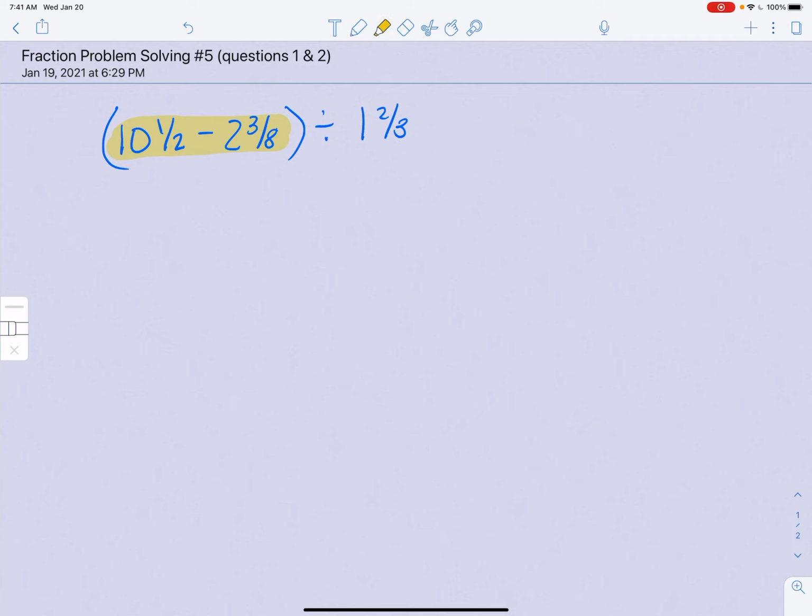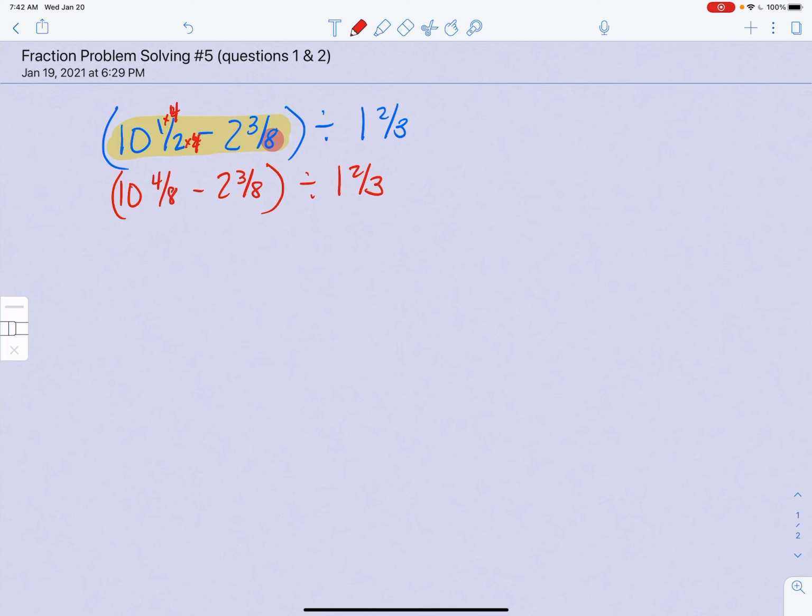I notice that I can make both of them an 8 on the denominator. So I'm going to do that by multiplying the top and the bottom, not by 2, by 4, and bring it down. So 10 and 4/8 minus 2 and 3/8. And I'm bringing down the 1 and 2/3 because I cannot do anything with that yet.